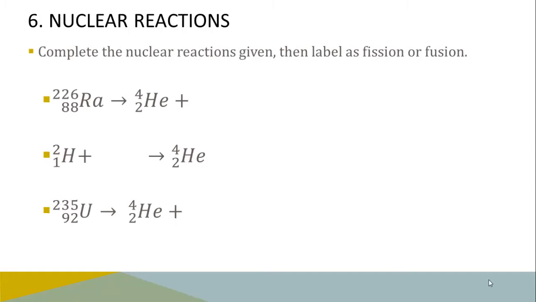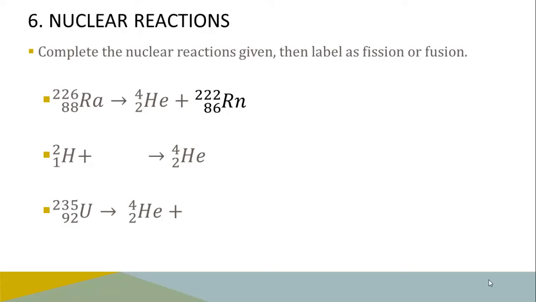Next question has us completing some nuclear reactions and then labeling them as fission or fusion. So we have to remember that the mass numbers need to sum up on both sides to the same number, and our atomic numbers need to sum up to the same number on bottom. So I need to have a total of 226 for my first equation here, and I've got 1 alpha particle. So that means that I'm going to have this particle with a mass number of 222 and an atomic number of 86, so that everything adds up to what we have on our reactant side.